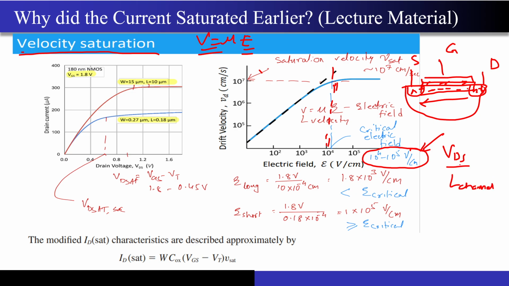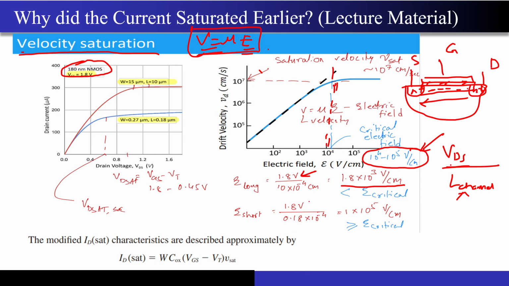This is the horizontal electric field that I have. Correct? Now if I take an example of 180 nanometer CMOS technology, the VDD, the supply voltage, is 1.8 volts. That is why we have taken 1.8 volts over here. And when my channel was long, 10 micrometer, the electric field that I will get is just 1.8 into 10 to the power 3 volts per centimeter, which is less than the critical electric field. So my v equals mu E equation still holds true, correct?